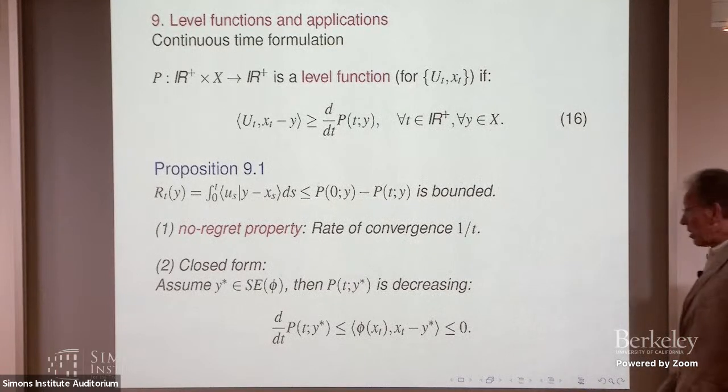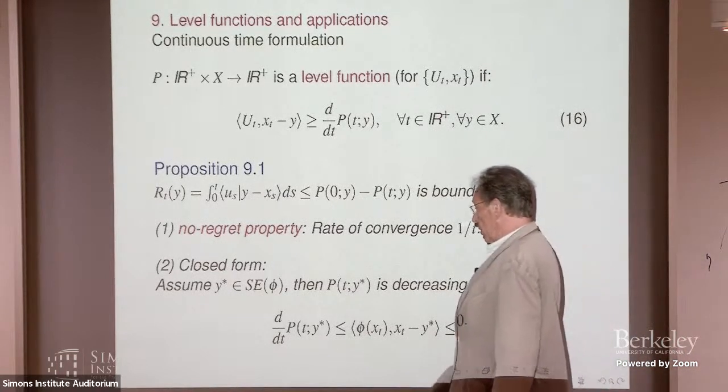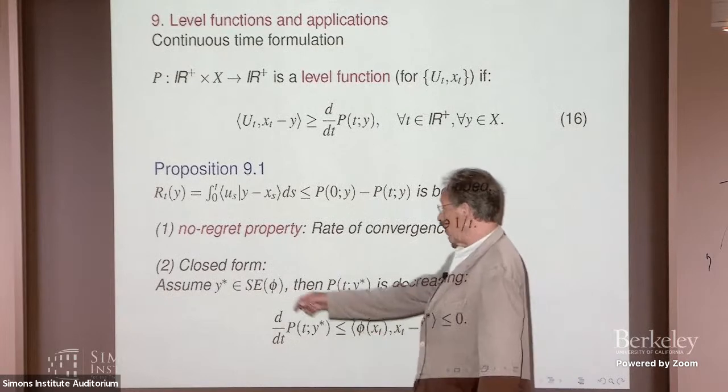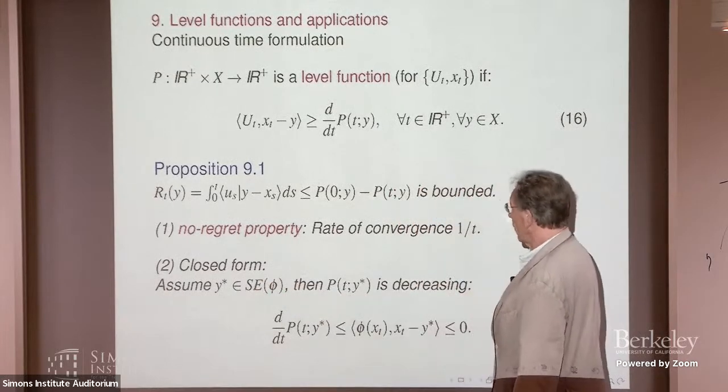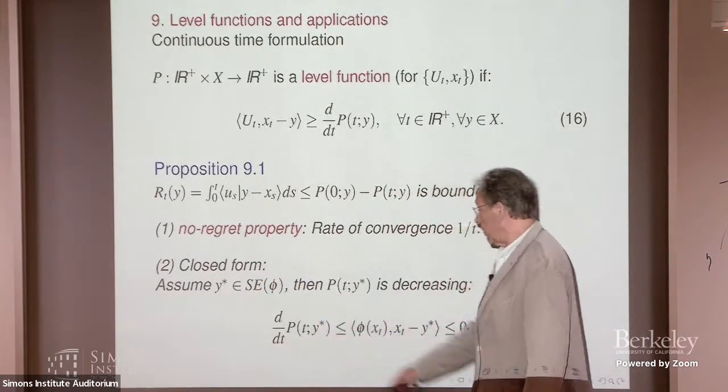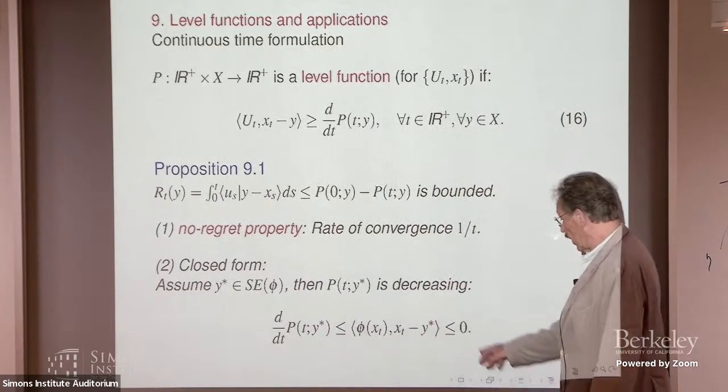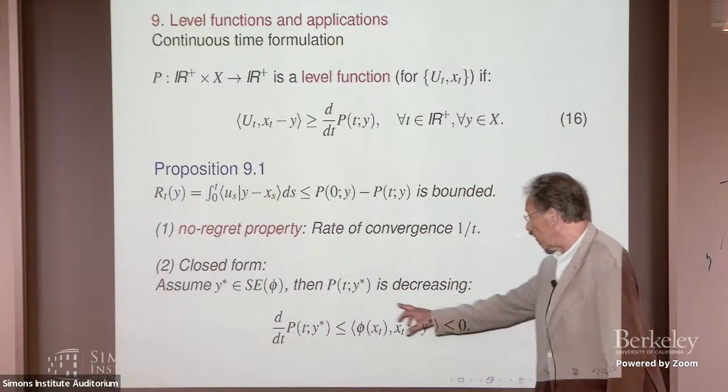And if you are in the closed form and y star is in SE, then d/dt of p of y is given by this. Y star is in SE, so this quantity is negative.